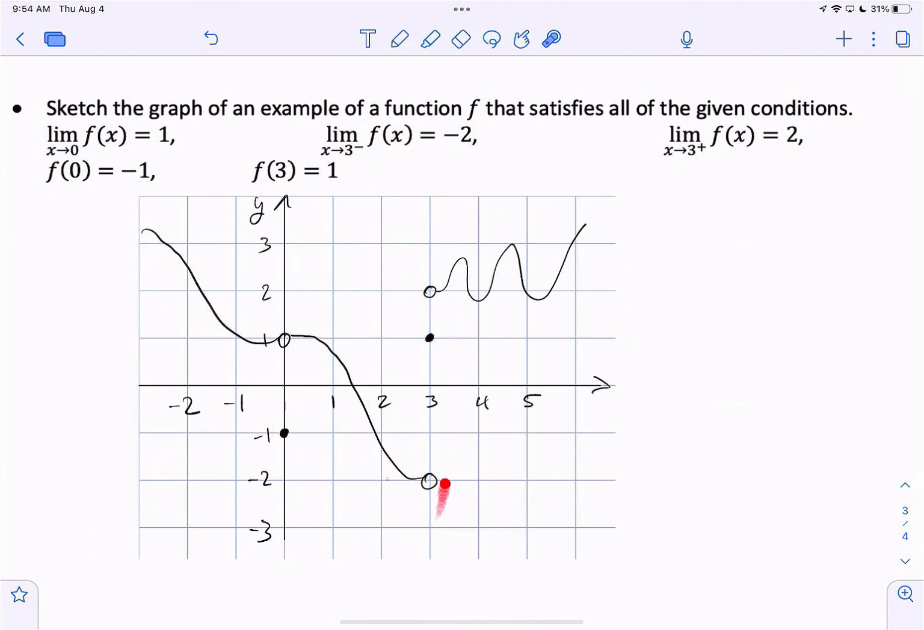And then likewise over here, I have open circles at 2 and negative 2 as x is approaching 3 from the right and from the left. And then at 3, I have a closed dot at the y value of 1. And I'm not failing the vertical line test. Okay, so when you're doing this, remember that limits are two-sided things unless they're otherwise specified, and the graph of every function has to pass the vertical line test.